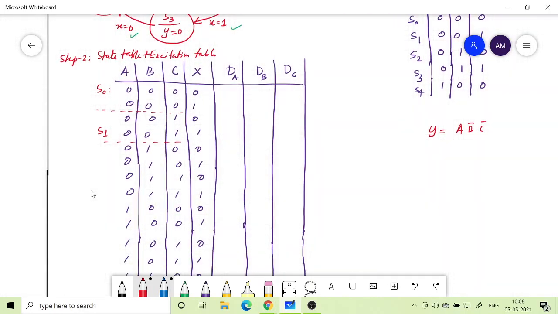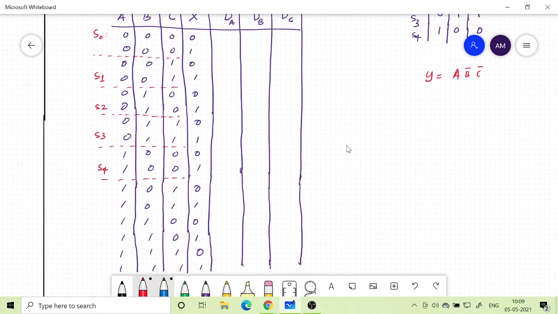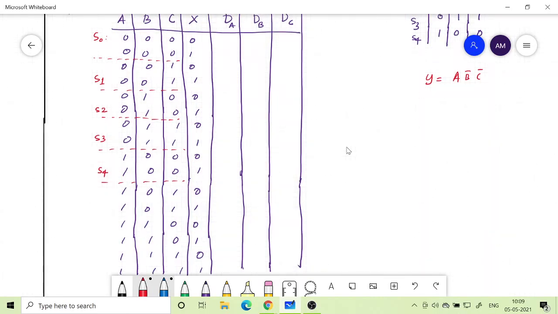and the very next one is S2, S3, and then S4. Okay, so these are the 5 states, and for all the other states I don't care, because I don't want my flip-flop to go into those states, so it doesn't depend upon this. It will not go into those states.